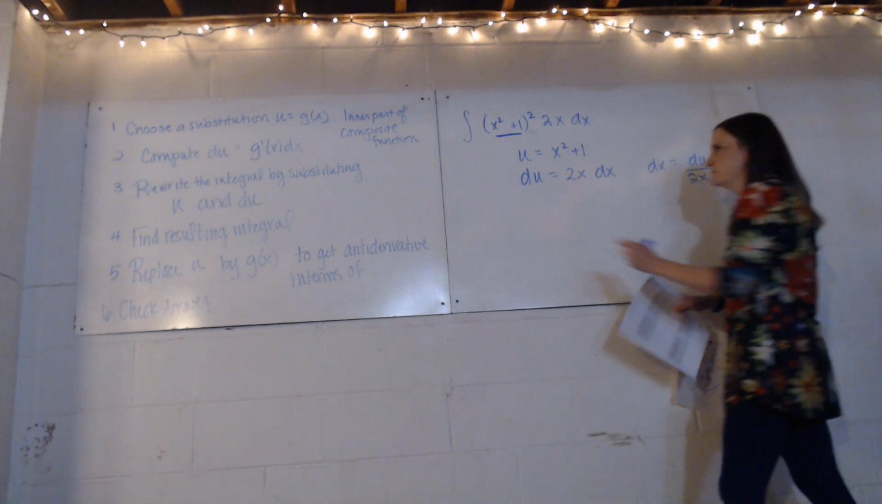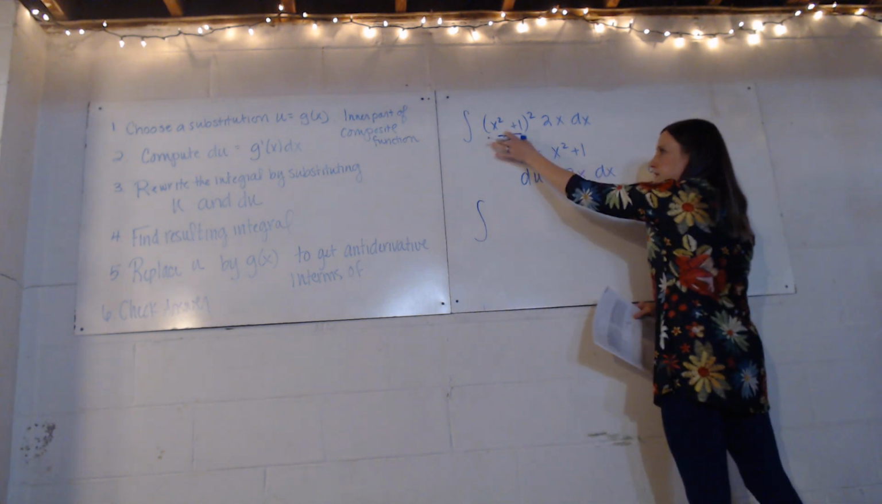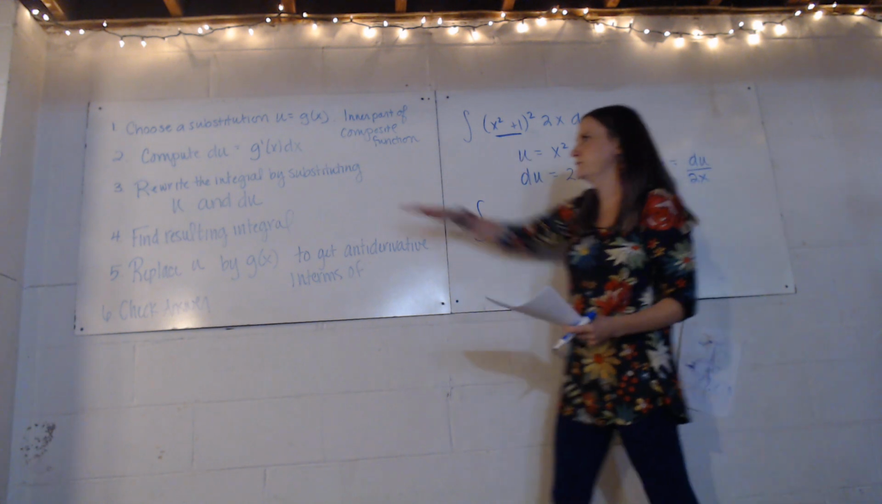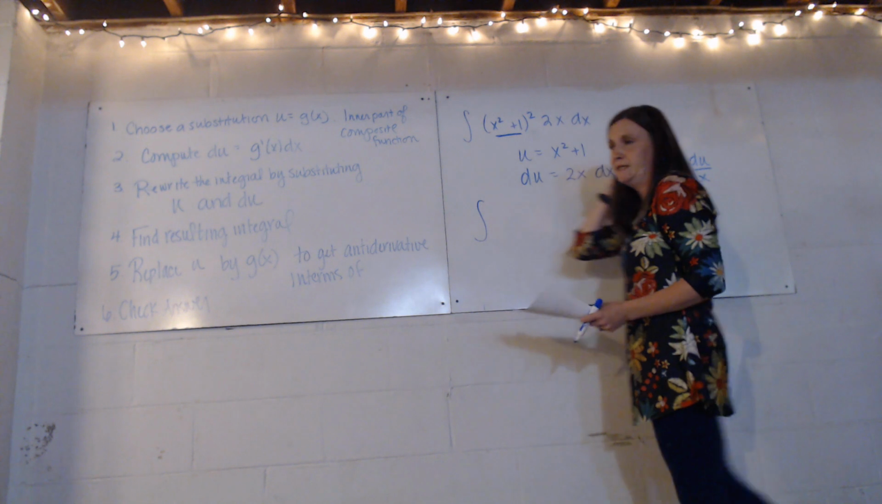Okay, so let's substitute. So we put in our stuff. So u is x squared plus 1. We've gone through this. We did u, found the derivative of u. I'm on step 3, rewriting the integral.